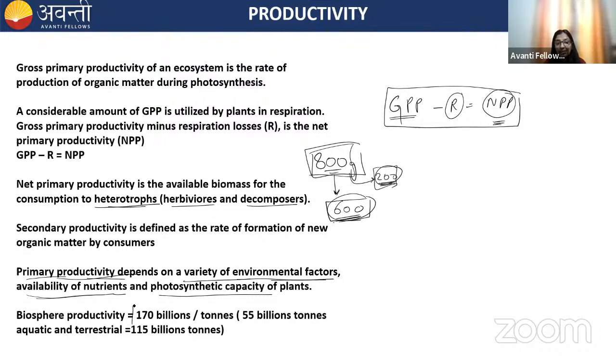So the biosphere productivity is 170 billion, but only 55 billion is constituted by the aquatic ecosystem, and 115 billion tons is constituted by the terrestrial ecosystem. Though we know that the earth is occupied majorly by the aquatic bodies, still we are getting less productivity in the aquatic ecosystem. Why? Because the availability of light decreases with the depth. If this is an ocean, at the bottom no light will be available, or it's a no photic zone. So the availability of light decreases with the depth.